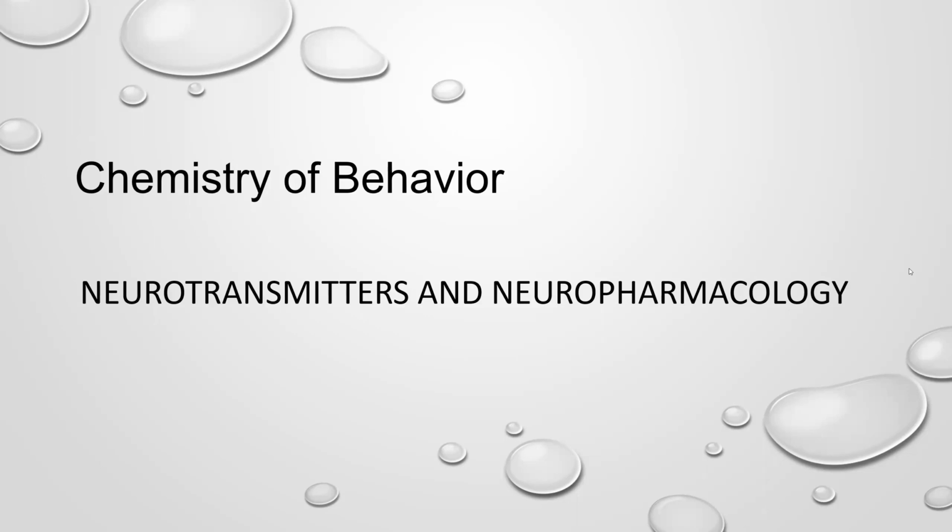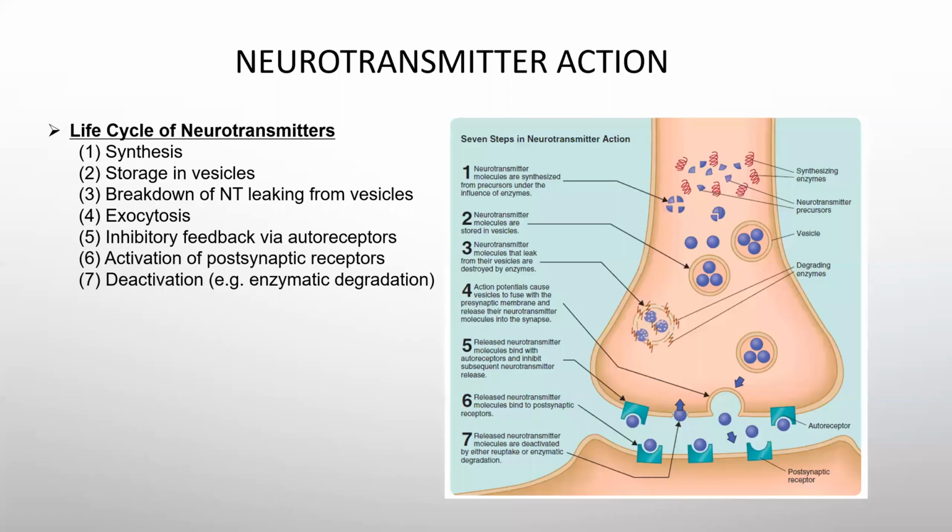Okay, we are going to look at now the chemistry of behavior, neurotransmitters, and neuropharmacology. So let's look at the life cycle of neurotransmitters in this graphic here. And we'll go down the list. Number one, neurotransmitter molecules are synthesized from precursors under the influence of enzymes. So that's how they're built.